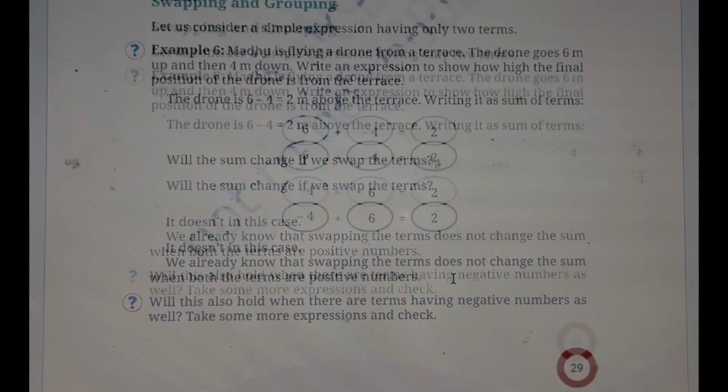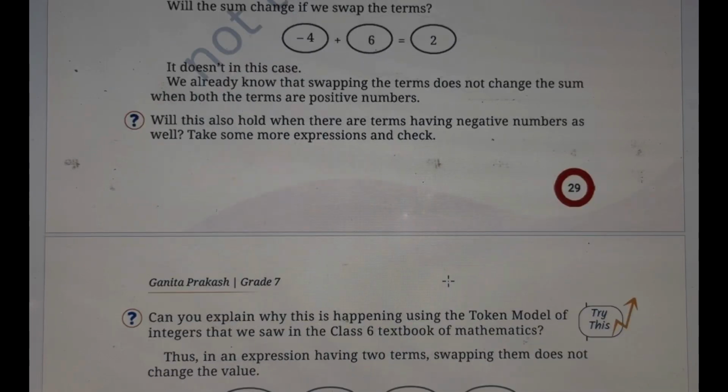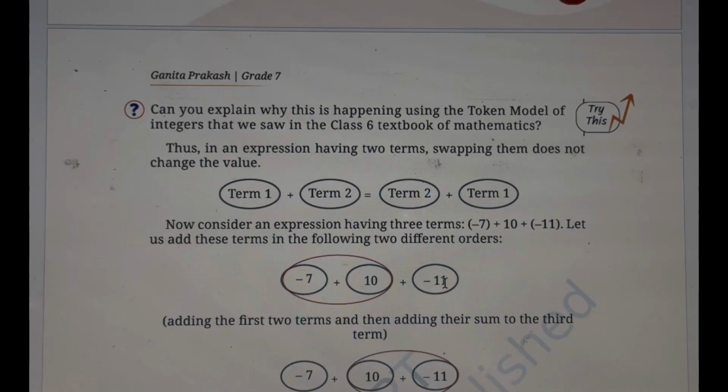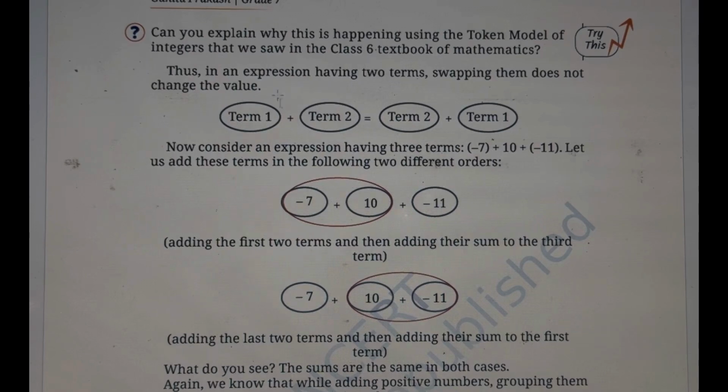So we will now take an example of only negative numbers, and we need to explain this using the token model of integers we saw in the class 6 textbook also. And those who have not learned the class 6 textbook, in the previous video I had shown you the token model. So let us take an example of all negative numbers and see what changes after swapping the numbers.